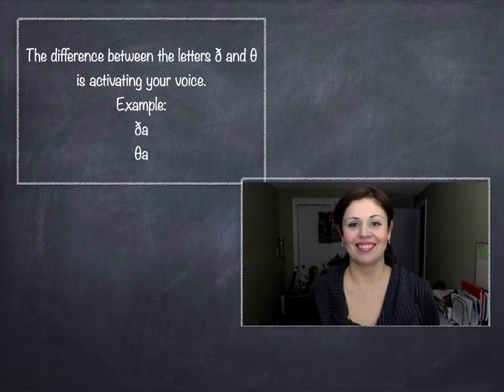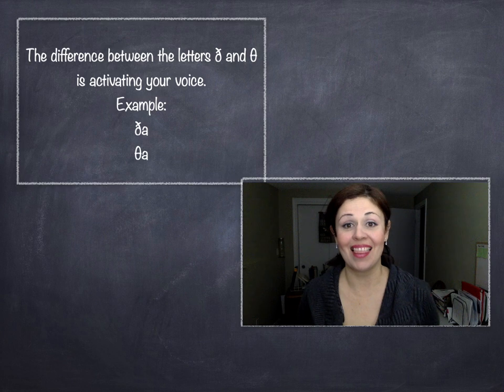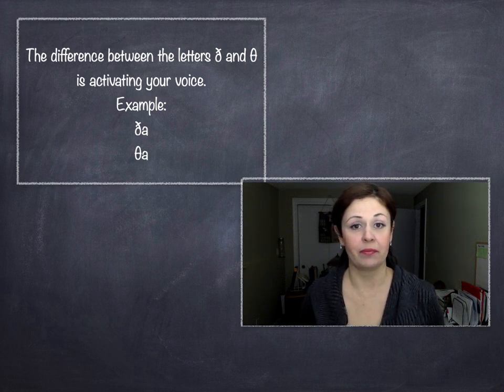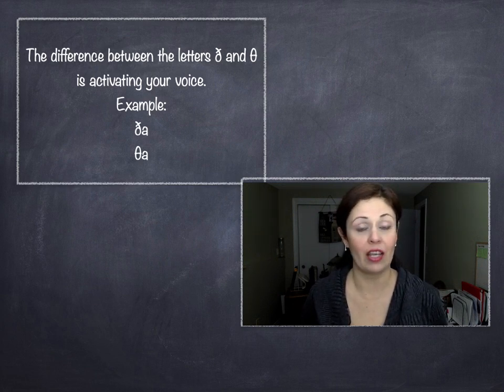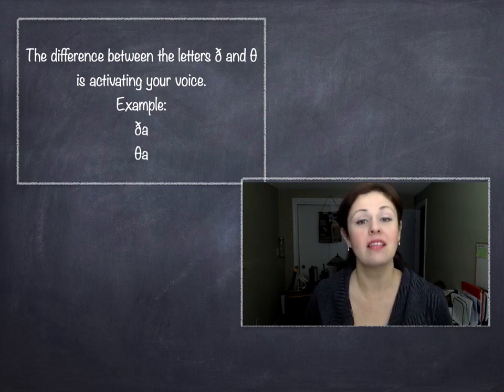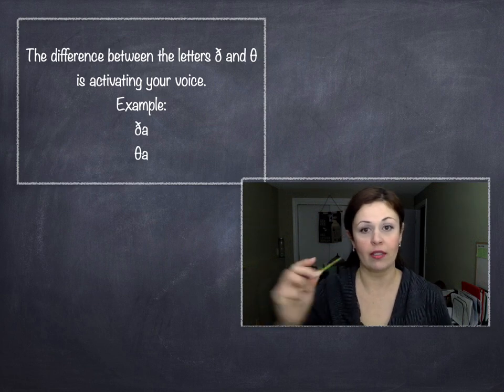The difference between the voiced "th" and the unvoiced "th" is activating your voice. Example: the, tha. The, the, the. Tha, tha, tha. Same position, same situation, just that with one, you vibrate the cords and you don't let the air out. In the second one, you don't vibrate your vocal cords and you do let some cold air out straight.